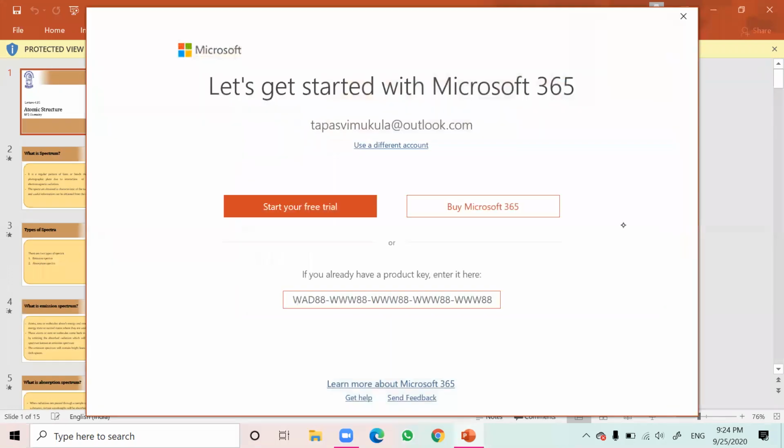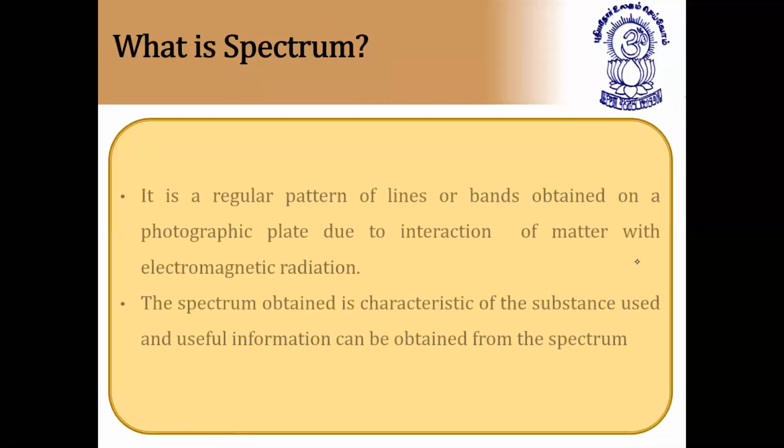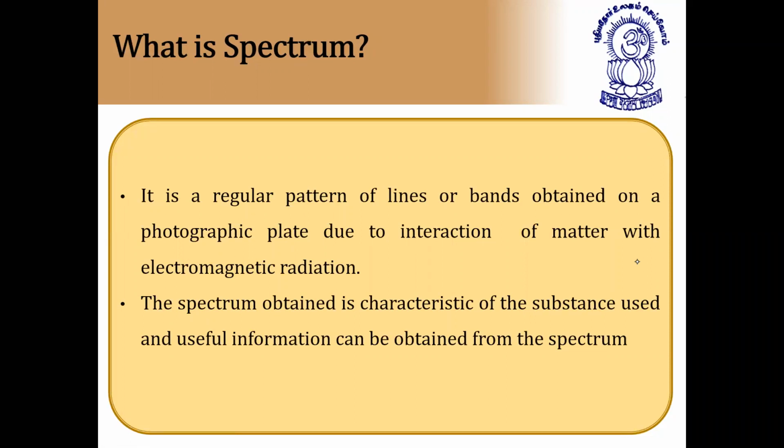So next topic: based on the photoelectric effect, we have done 3 to 4 examples. Next we have, what is a spectrum? It is a regular pattern of lines or bands obtained on a photographic plate due to interaction of matter with electromagnetic radiation. The spectrum obtained is characteristic of the substance used, and useful information can be obtained from the spectrum. So a spectrum is nothing but a pattern of lines or bands obtained on a photographic plate due to interaction of matter with electromagnetic radiation. So already we know the atomic spectrum or hydrogen spectrum, etc. Like that we have spectrum.